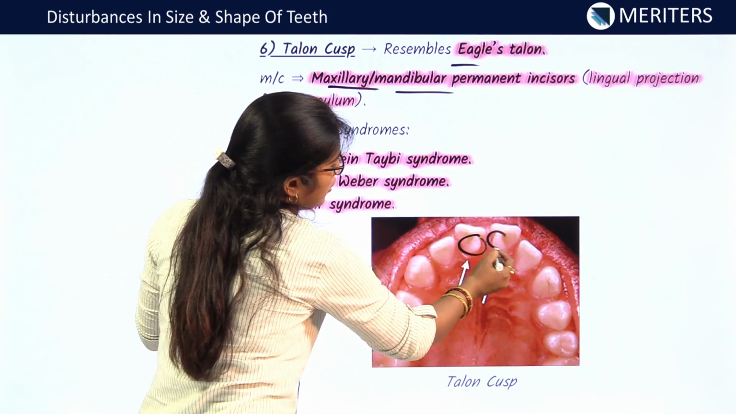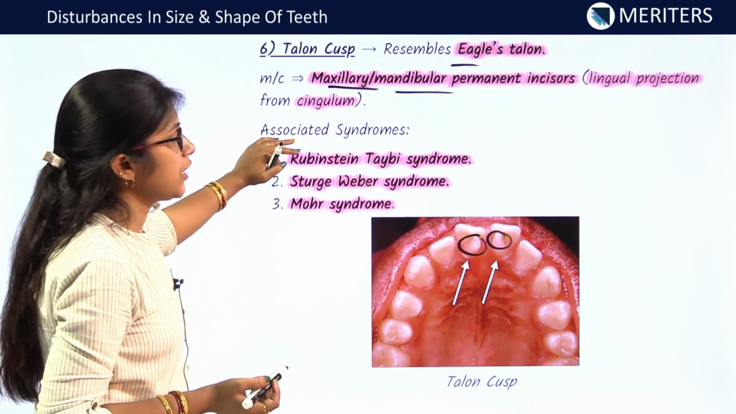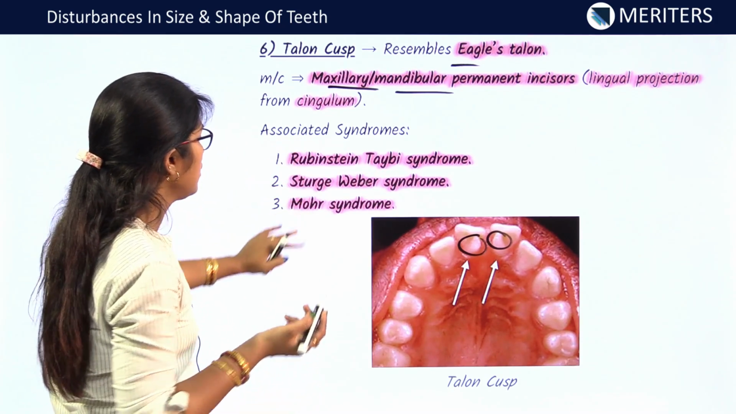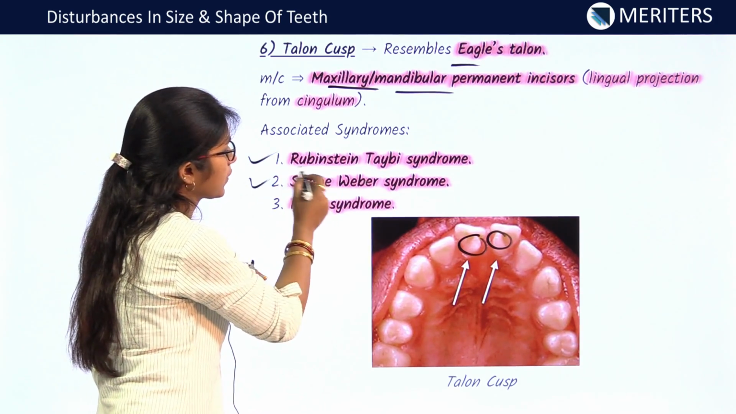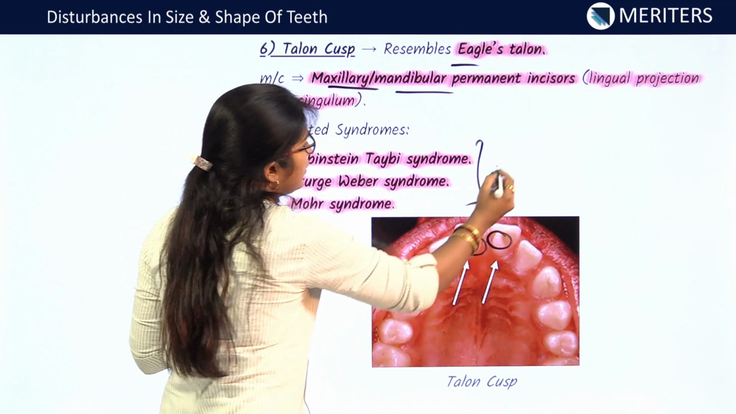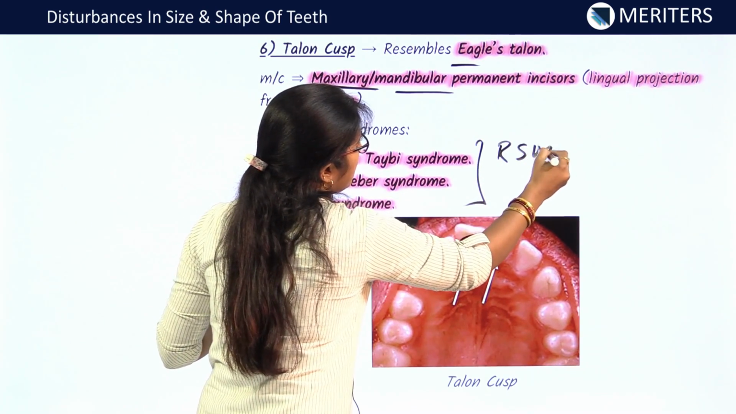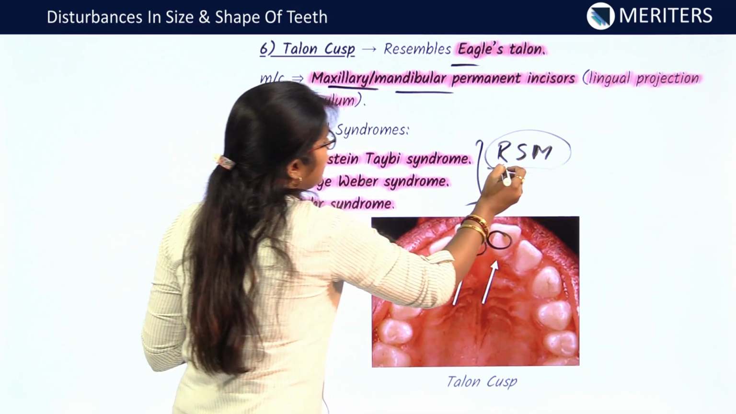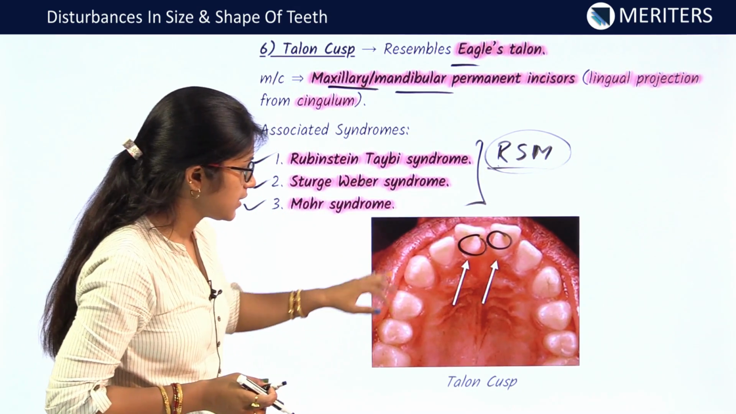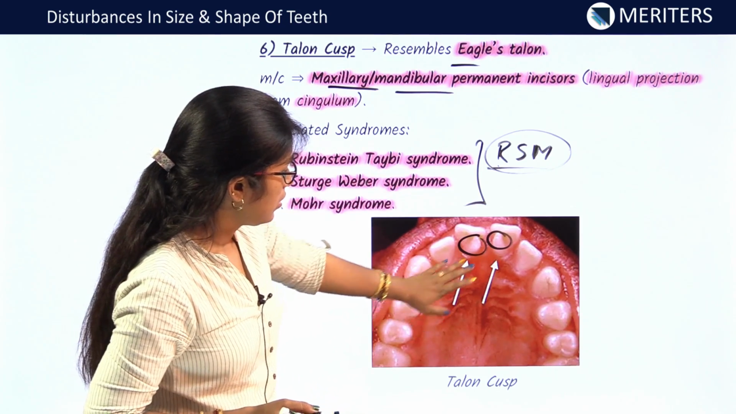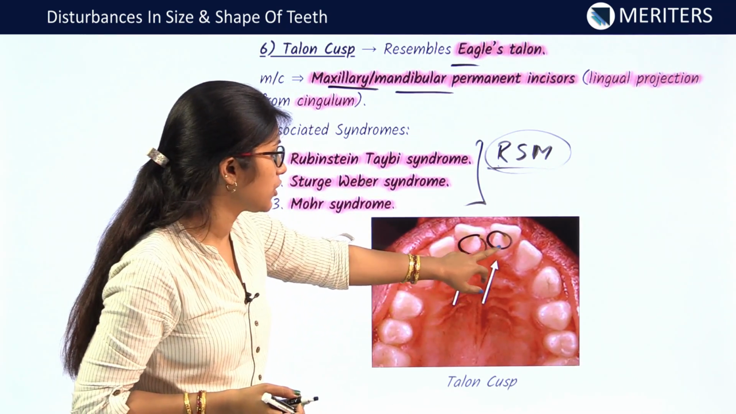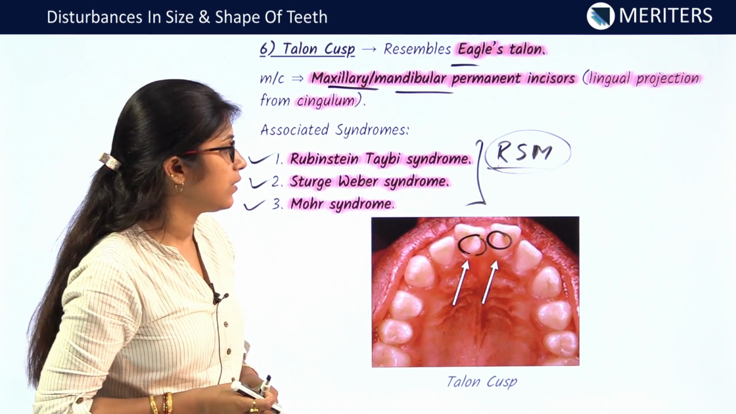See this projection. Okay. Associated syndromes. Now these associated syndromes are very important for Talon's cusp. These are Rubinstein-Taybi syndrome, Sturge-Weber syndrome, and Moore syndrome. So you can learn these as RSM. Okay, RSM. This is Rubinstein-Taybi, this is Sturge-Weber, and that is Moore syndrome. And see, this is a clinical picture, a talon-like projection from the lingual side of maxillary permanent incisors.